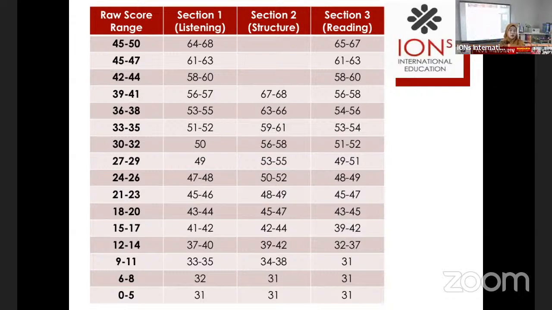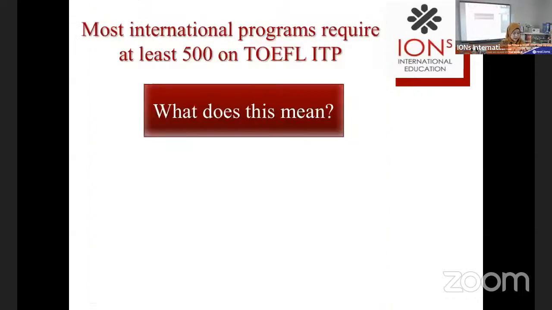Ya, jadi teman-teman harus tahu strength-nya teman-teman di mana, kekuatannya di mana, kemudian kelemahannya di mana. For example, Miss, I'm very good at listening, and also I think structure is also okay, but I'm not really good at reading. So, jadi teman-teman harus bisa ini ya, menghitung-hitung kira-kira reading harus benar berapa, structure berapa, dan listening berapa. Okay, so this kind of table can help you to measure to get your target score.